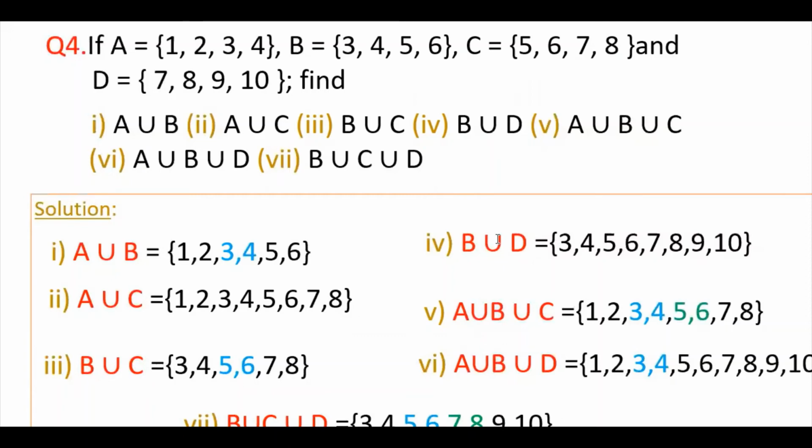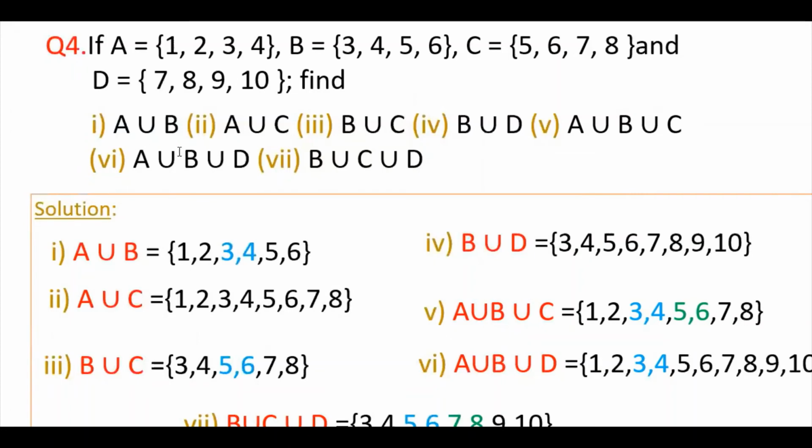And next one is B union D. So if you see B and D, here 3, 4, 5, 6, and 7, 8, 9, 10. So no common elements. You can write all the elements here. And next one is A union B union C. So A, B, C. You have to take these three sets. Here 1, 2, 3, 4 are common. So you can take 1, 2, 3, 4, 5, 6. And again 5, 6 are repeating here. So 1, 2, 3, 4, 5, 6, 7, 8. So see here 3, 4 are repeating and 5, 6 are repeating. So you have to write all these elements.